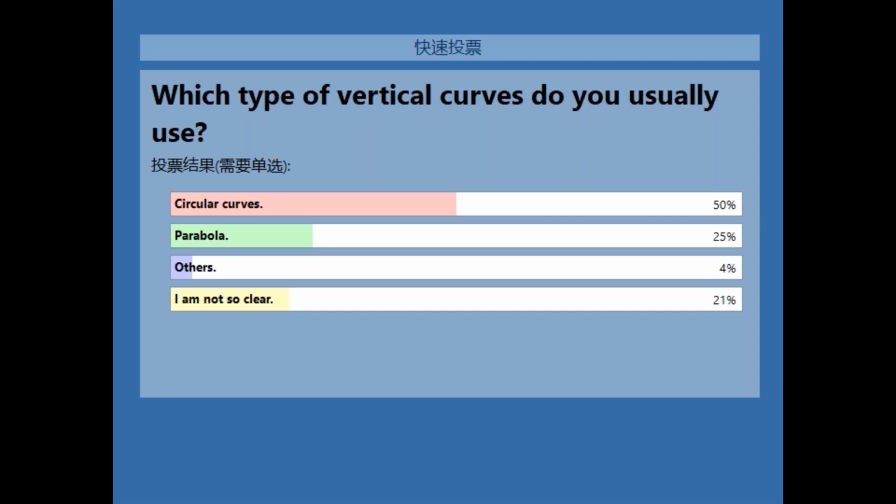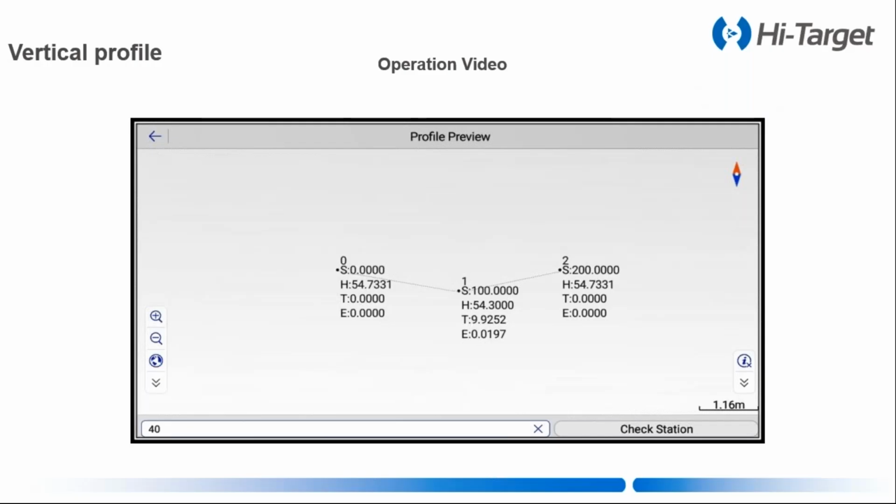About 50% choose the circle curves. Customers use the parabola and others. So if you need other curves, you can give us feedback. Maybe we can support it in the next versions. Okay, let's continue.